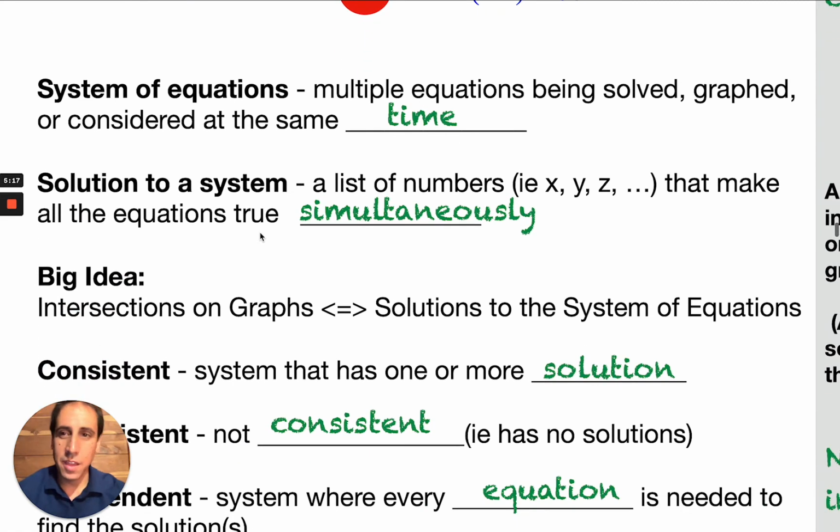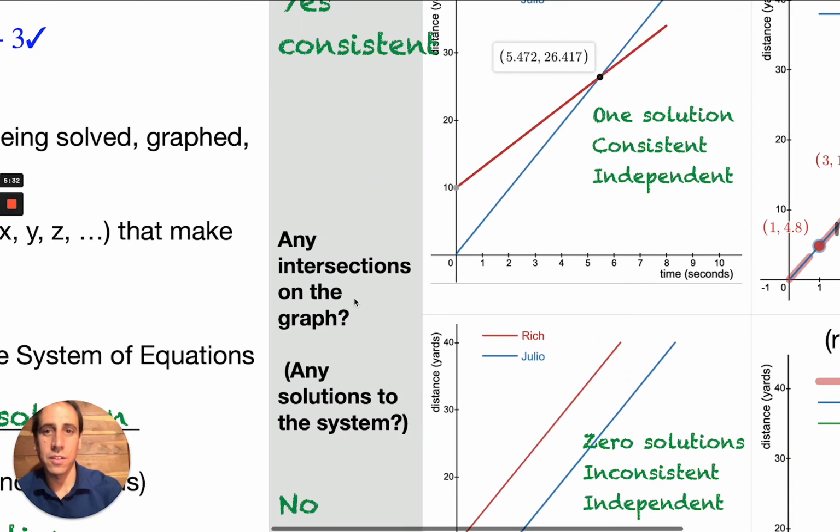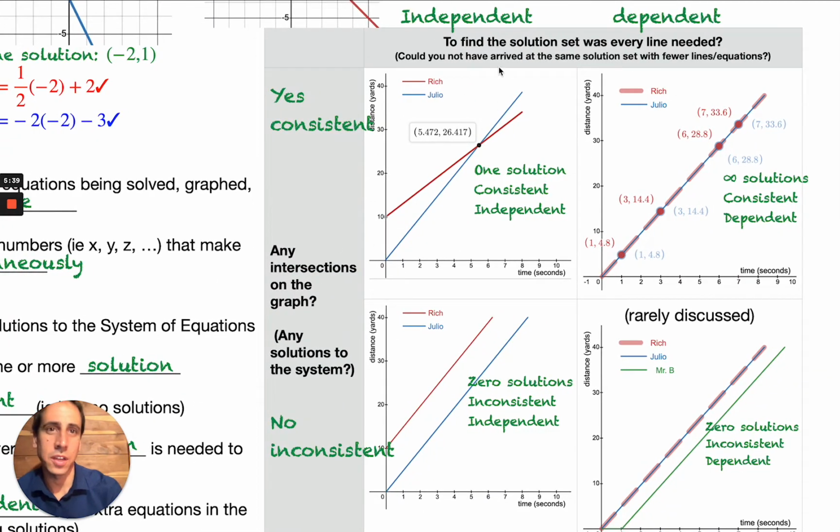The big idea from today is that intersections on graphs are very related to solutions of the systems of equations. If you have an intersection, then you've got a solution. If you've got a solution, it's also an intersection. Boom. There are two major questions that we ask about systems of equations. Here's the one question, here's the other question. And so it's a yes or no question. So therefore, there are four possibilities: a yes and a yes over here, a no and a no here, a no and a yes and a yes and a no. Let's talk about these questions.